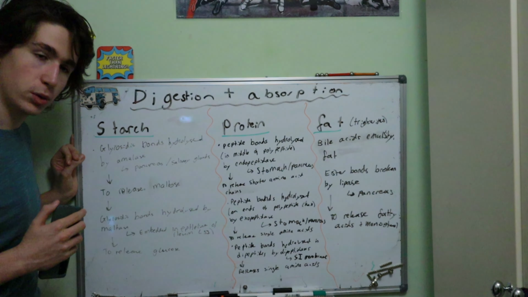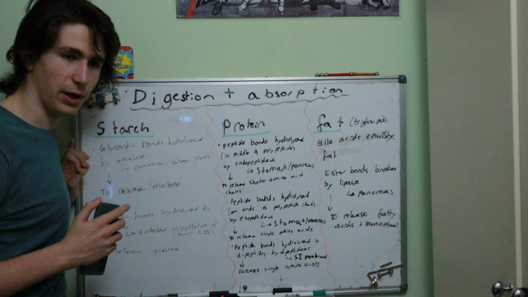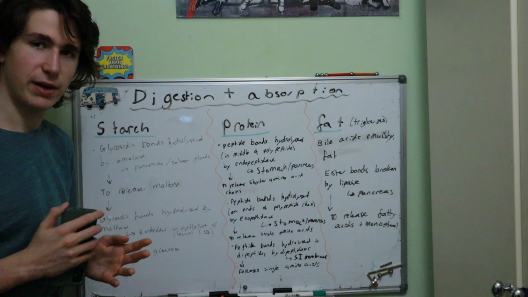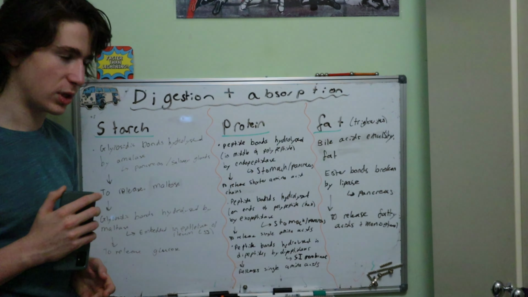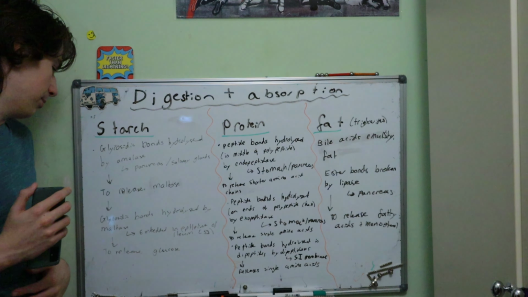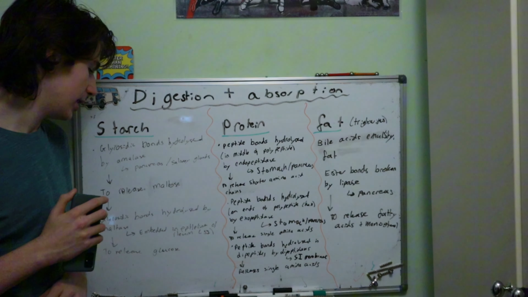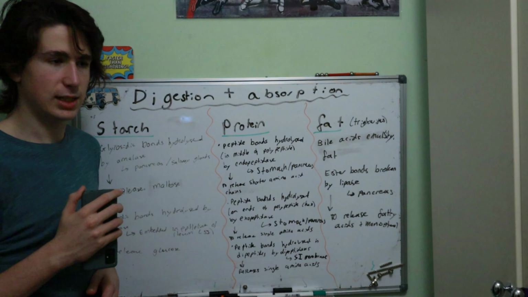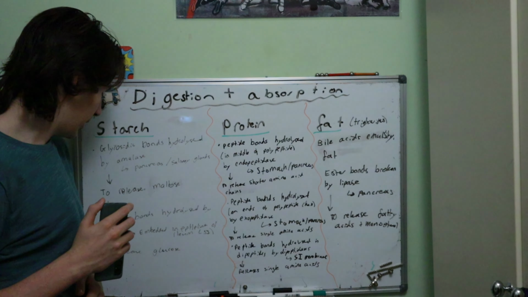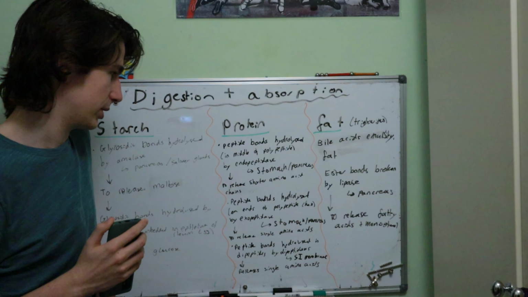And in maltose, there are also glycosidic bonds connecting the two together, because maltose is a disaccharide. Starch is a polysaccharide, but maltose is a disaccharide. These bonds are hydrolyzed by maltase, which is embedded in the epithelium of the ileum, which is in the small intestine. That hydrolysis releases monomers of glucose.